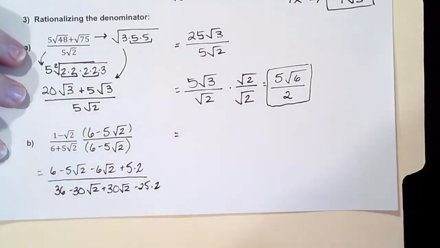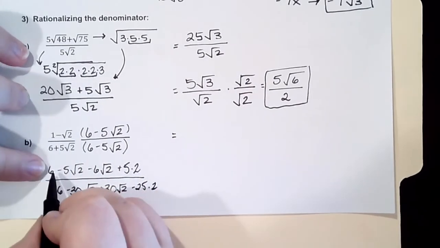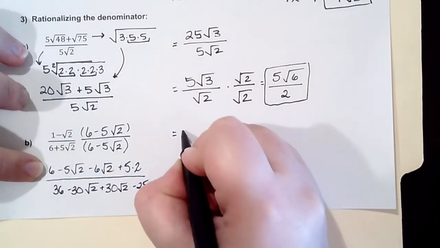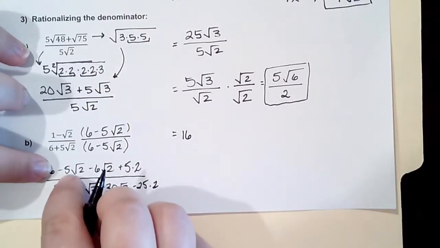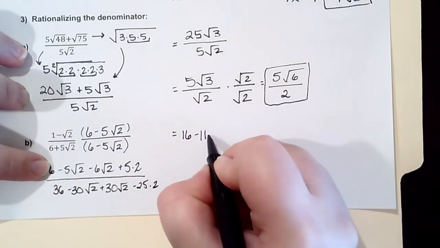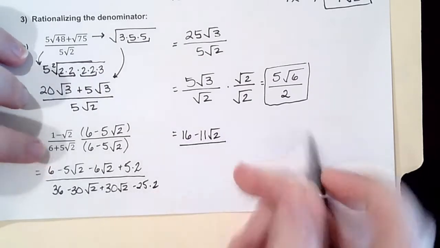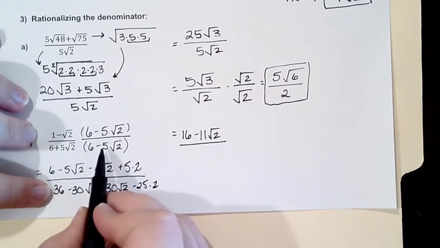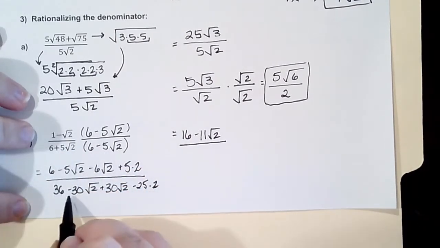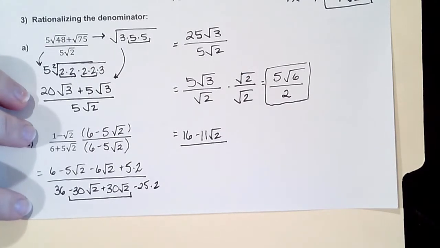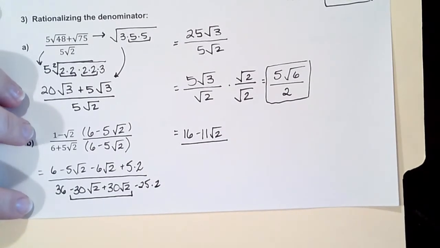Let's jump up here. I'm going to simplify the top. This 5 times 2 becomes 10, so I essentially have 6 plus 10, which is 16. Negative 5 root 2, negative 6 root 2, combining those like roots to be negative 11 root 2, all over. Notice the reason that we multiplied by the negative version of what was on the bottom was this. These two terms now cancel each other out, and we are left with no radicals on the bottom of our fraction, which is exactly what we wanted.